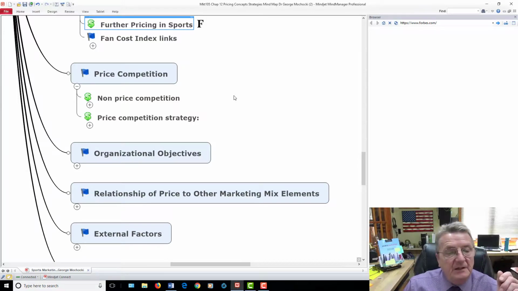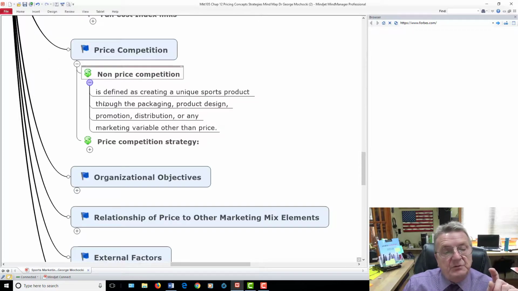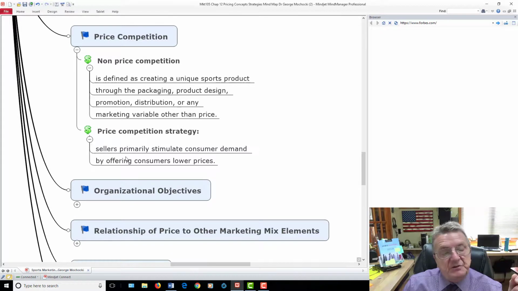All right, so you got that. Okay, so non-price competition. What's non-price? It's defining a unique sports product through packaging, product design, promotion, distribution, any marketing variable other than price. How's the package look, location, where it's at, what does it do? Okay. Now, a price competition strategy primarily stimulates consumer demand by offering consumers a lower price.